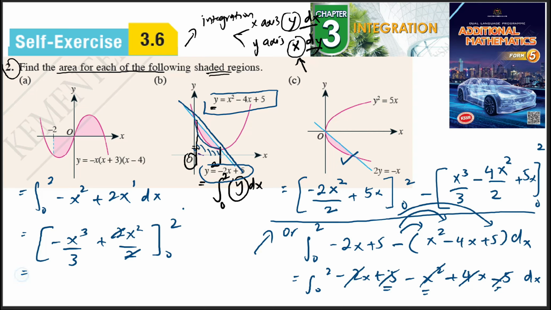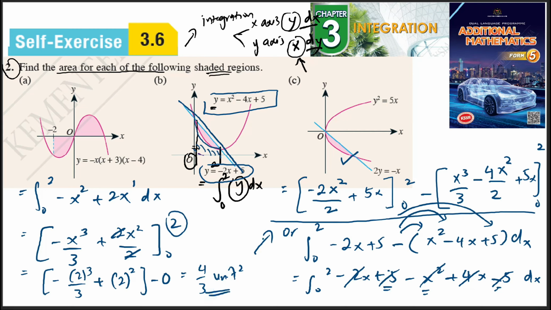Which is equal to, so when you substitute 2, you get negative 2 cubed over 3 plus, this one will become 2. So you substitute x with 2, minus 0, because when you minus and you substitute x, this one will become 0 cubed over 3, 0, and 0 squared is also 0. So here you will get 4 over 3 unit square.